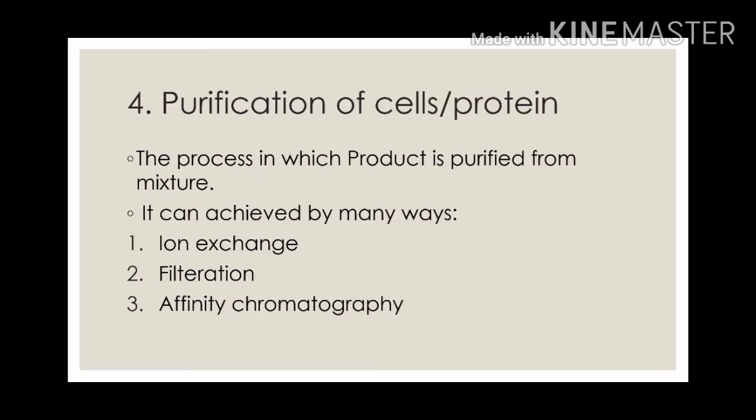The fourth step in downstream processing is purification of the cell and proteins. It is a process in which the product is purified from the mixture which contains our desired product plus the medium in which the cells were growing. It can be achieved in many ways like ion exchange, filtration, and affinity chromatography.